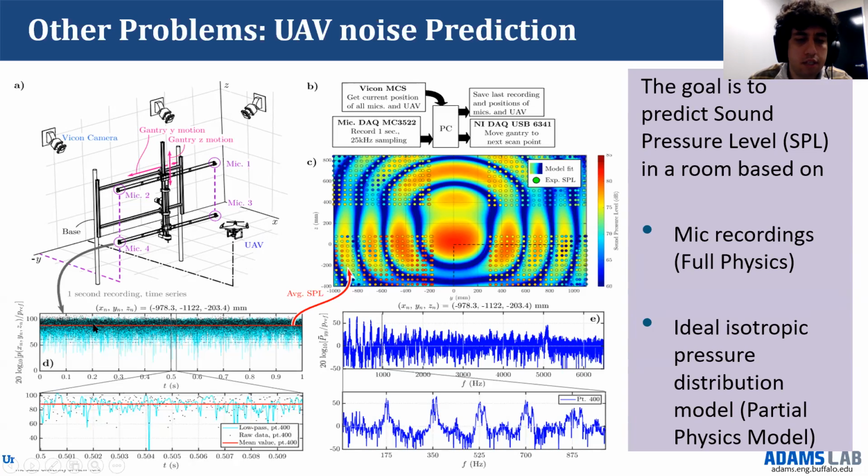And we were using this mechanism to move these microphones and calculate the sound pressure level. We calculated that and did some low-pass filtering, which I didn't do myself, so I must give the credit to the students of Dr. Nu at the University of Buffalo. But what we were trying to do is to make the prediction more accurate compared to what they have. And the idea was to add a low fidelity model, the partial physics model, which was the ideal isotropic pressure distribution. There are a lot of things affecting this sound pressure from this UAV, including the shape of the UAV, room, and other stuff.